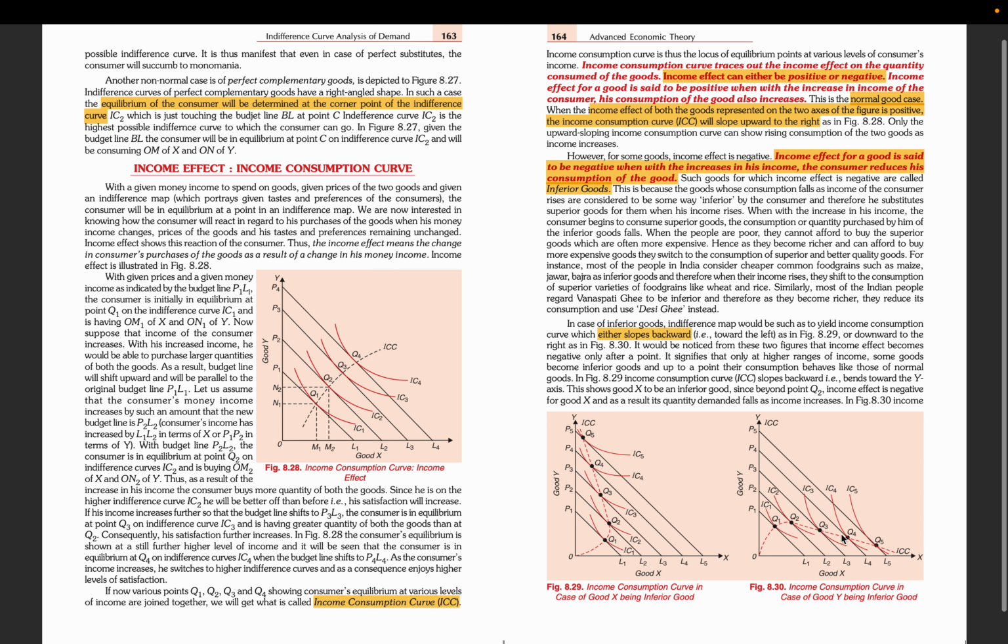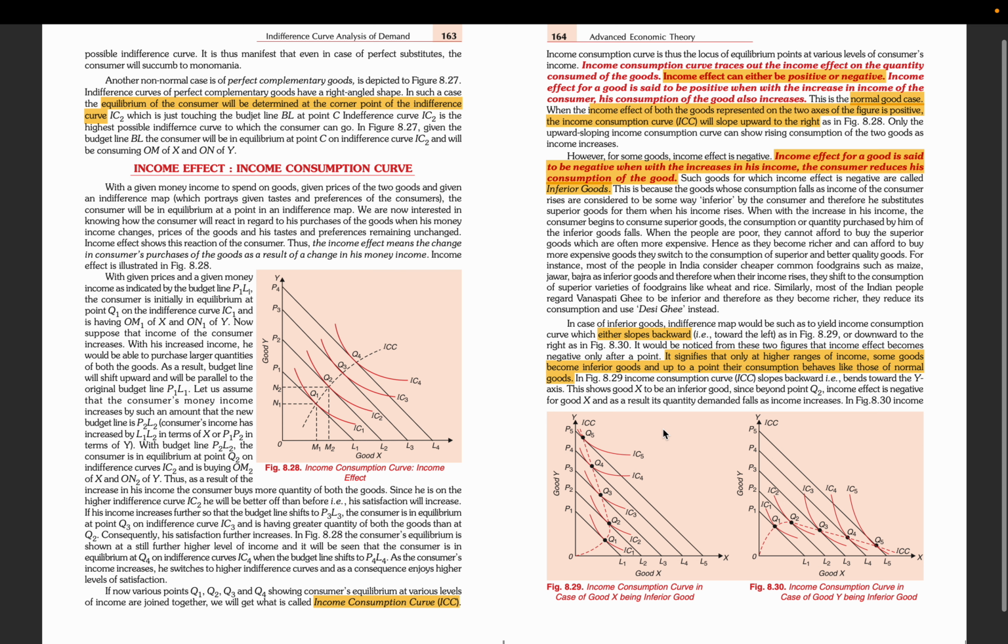It would be noticed from these two figures that the income effect becomes negative only after a point. Okay, so first it was increasing and then started to fall, so it's becoming negative. It signifies that only at higher ranges of income some goods become inferior goods, and up to a point their consumption behaves like a normal good. So goods might not always begin as inferior goods. They might become inferior after a certain point.